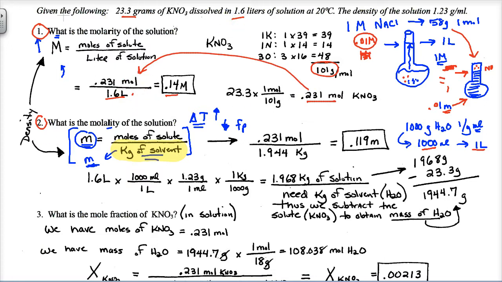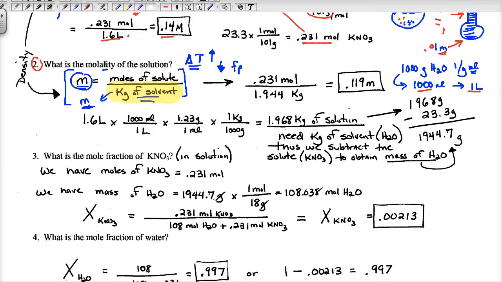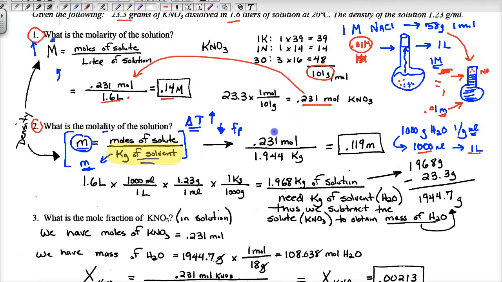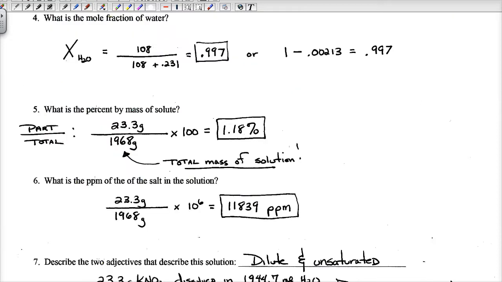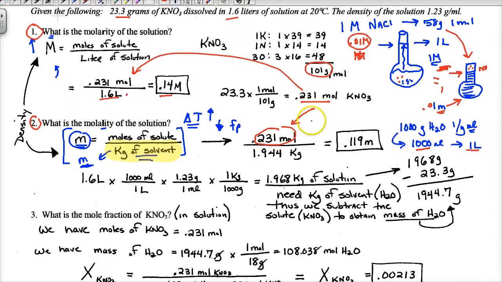Easy work here. Number 2, there was some more work involved because I had to find the kilograms. The moles of the solution I already had from this problem. Hold on. So here, I need to find the mass of my solvent, not solution.